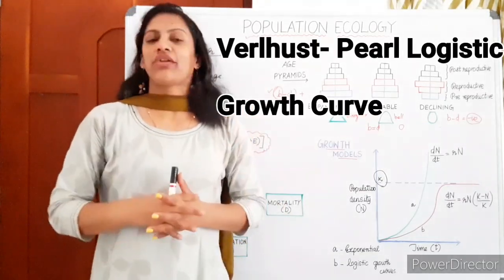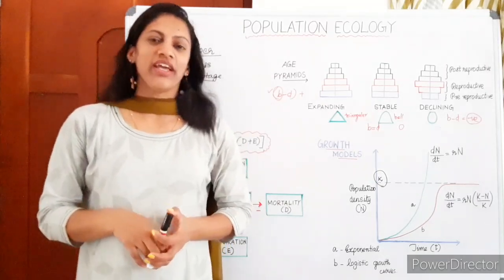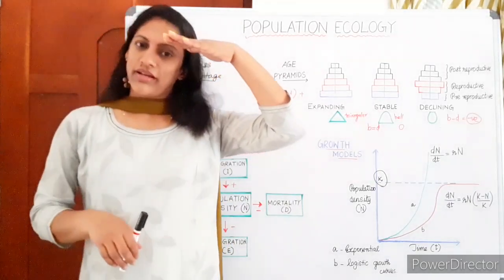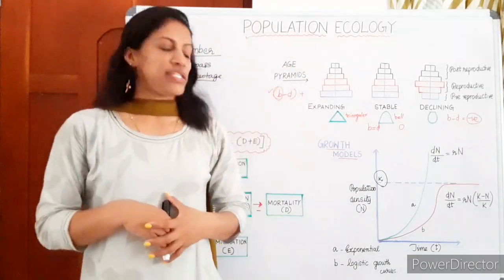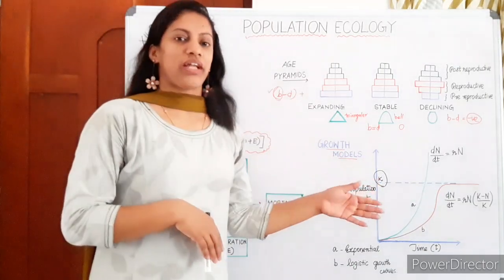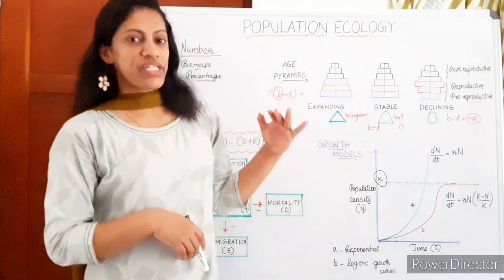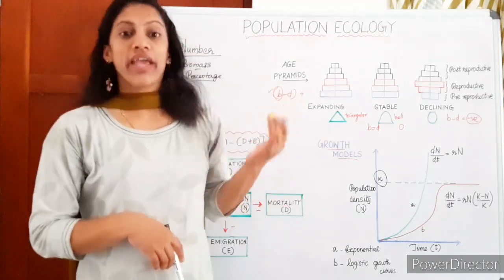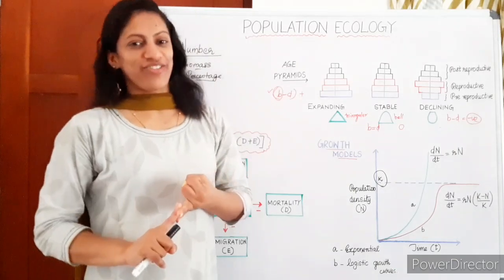Verhulst-Pearl logistic growth curve. It's a sigmoid S-shaped growth curve. Okay, and what is the maximum? It's the carrying capacity. Beyond that, there is no growth in population density. Okay, so that is about the two shapes of the graph. Two types of growth models based on the shape, J-shaped and S-shaped. They are the exponential growth curve and the logistic growth curve.